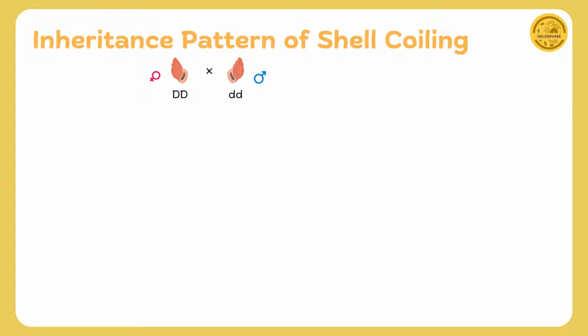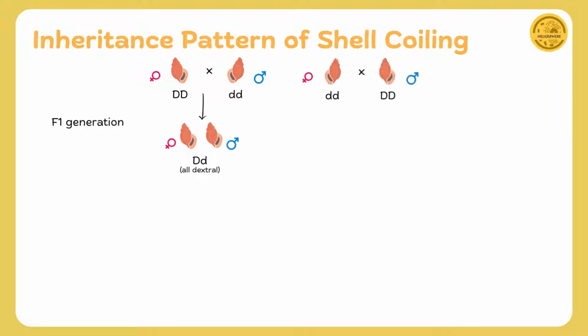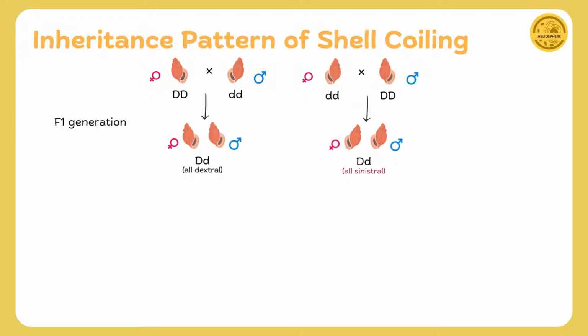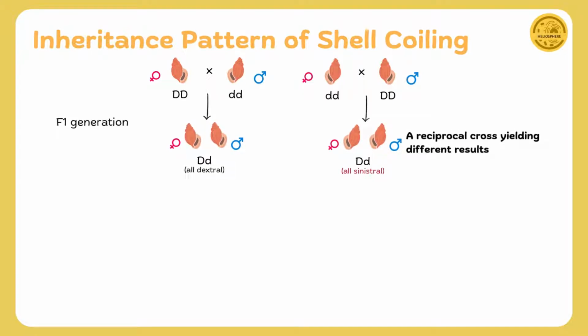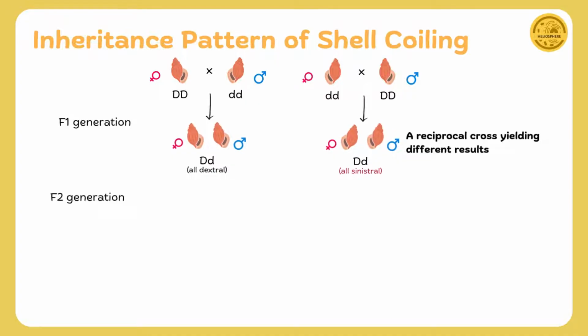When a dextral female is crossed with a sinistral male, all the F1 offspring have dextral coiling, suggesting that dextral is dominant over sinistral. Interestingly, the reciprocal cross, where a dextral male is crossed with a sinistral female, produces an entirely different result. Here, all F1 offspring coil to the left, becoming sinistral. The difference in F1 results, depending on the maternal parent, proves that shell coiling follows the rule of maternal or cytoplasmic effect inheritance. In the F2 generation, all females, regardless of their parental cross, are right-coilers.